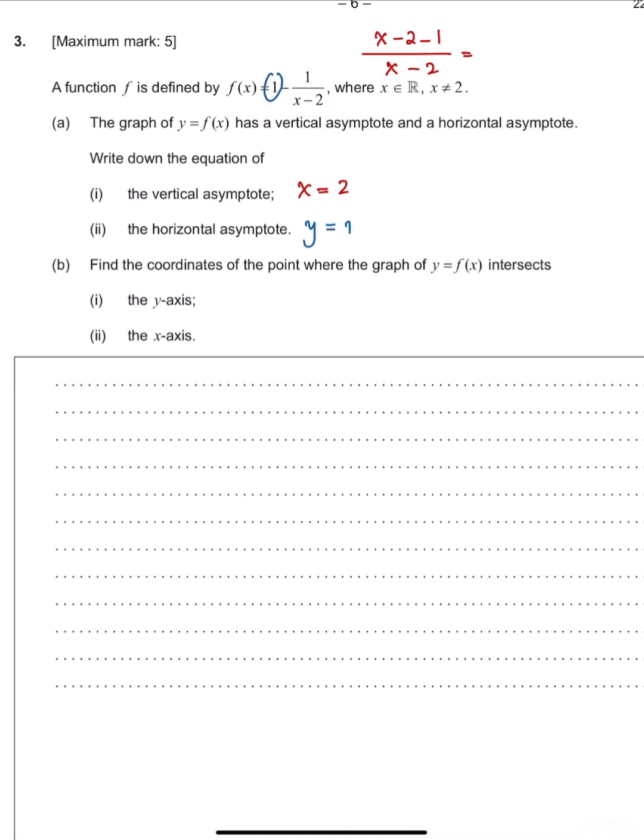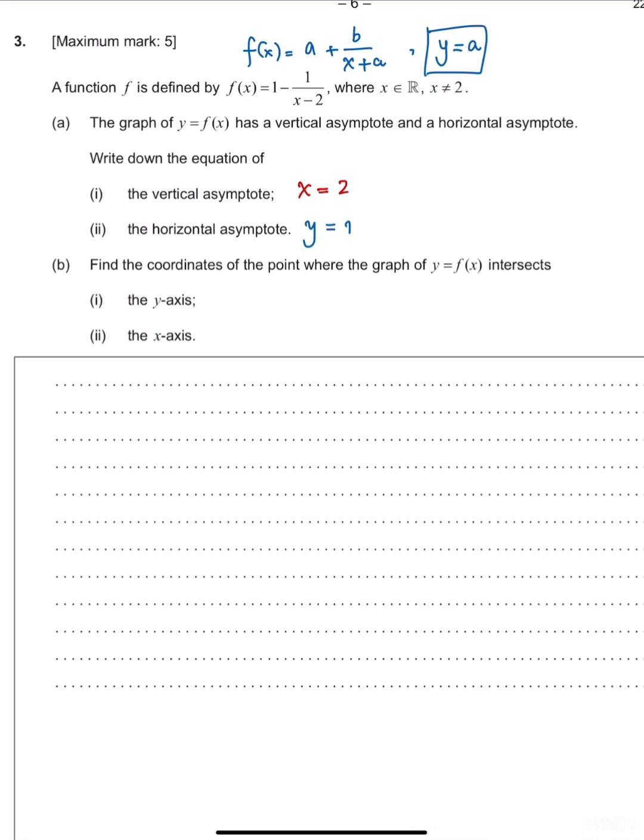Or you can just look at this: 1 minus something with a denominator, just look at the number here. If it is negative, then y equals that negative number is the horizontal asymptote. If positive, y equals that number. That's it. So if f of x equals a plus b over x plus a, you can just say y equals a is the horizontal asymptote. That means a can be any number.